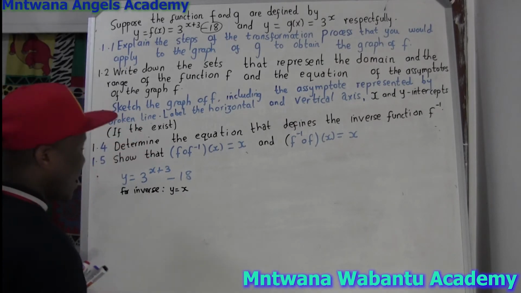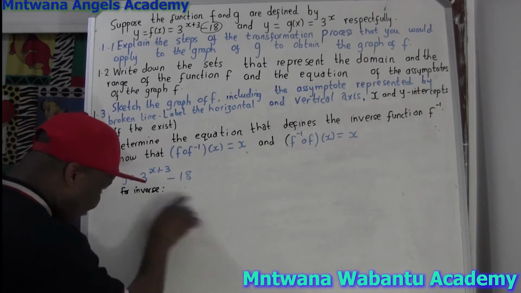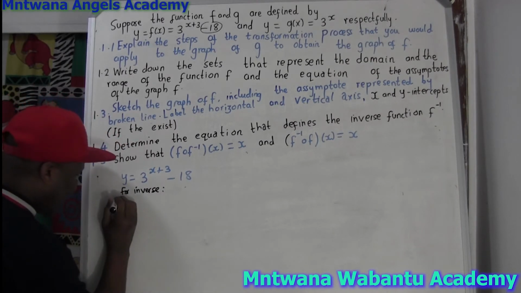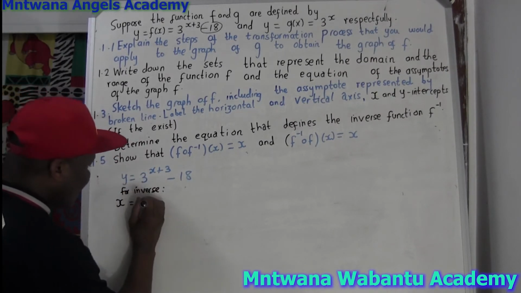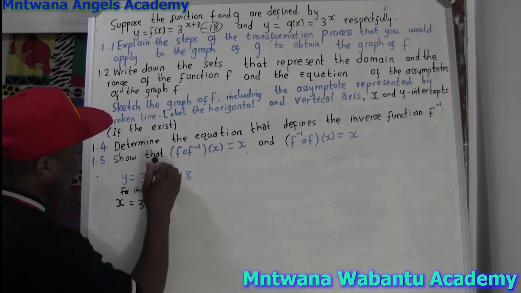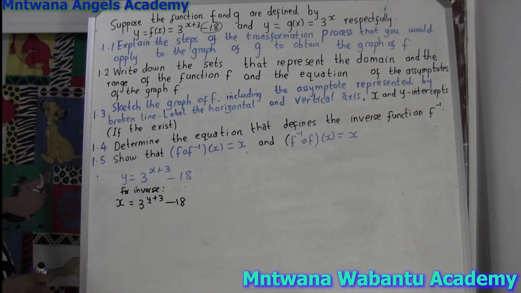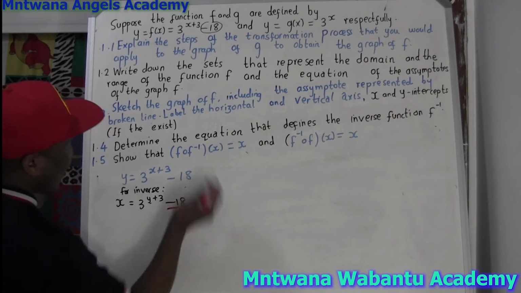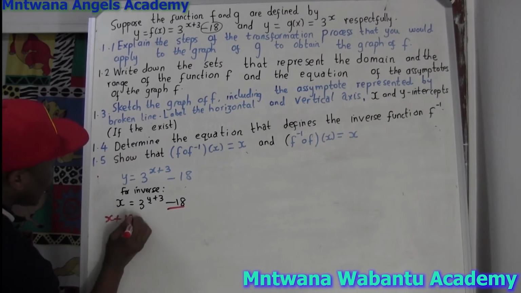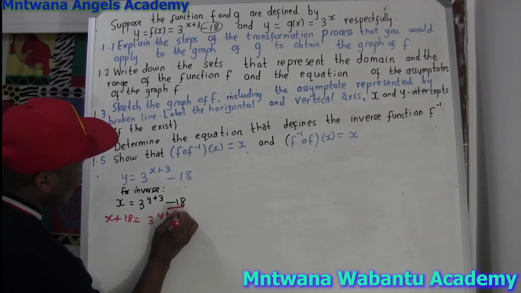Okay, let me just do it. For the inverse, this is going to become x now, and this position of x is going to become y. So x equal to 3 to the power y, plus 3, and then minus 18. Now make y the subject, and that's going to be your final answer. So this negative 18 goes over: x plus 18 equal to 3 to the power y plus 3.